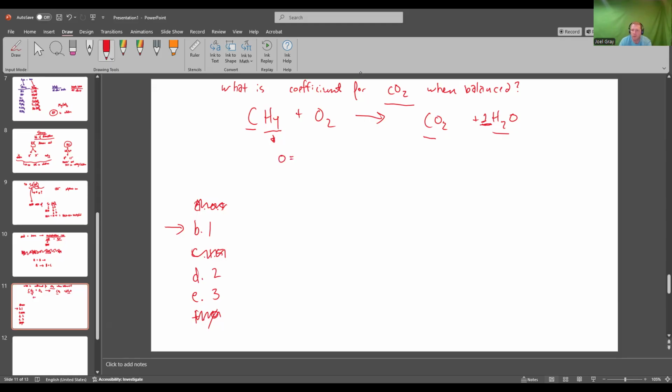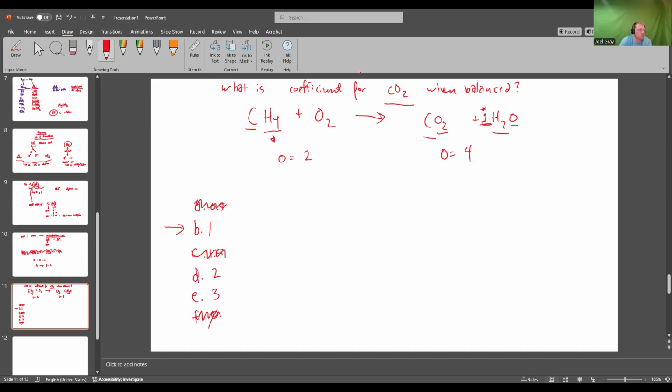On the reactant side, oxygens. We've got 2 oxygens. Tell me how many oxygens we have on our product side. On our product side, we've got 2 oxygens here, and then we've got 1, but this 2 impacts that. So now we have 4 on the product side.